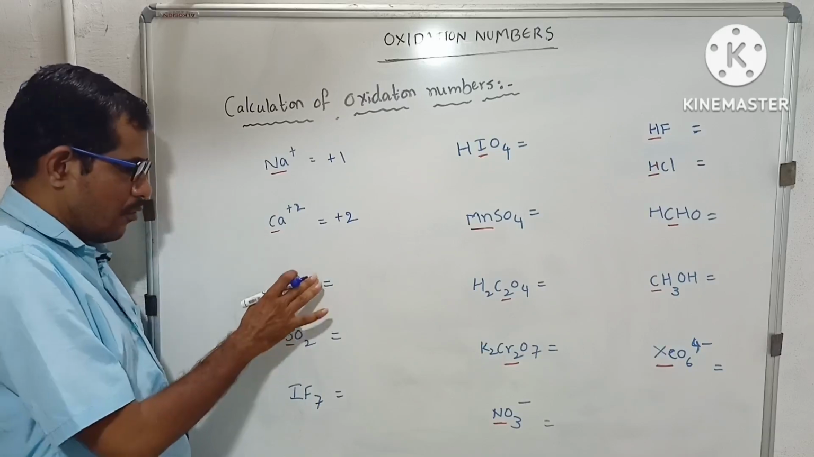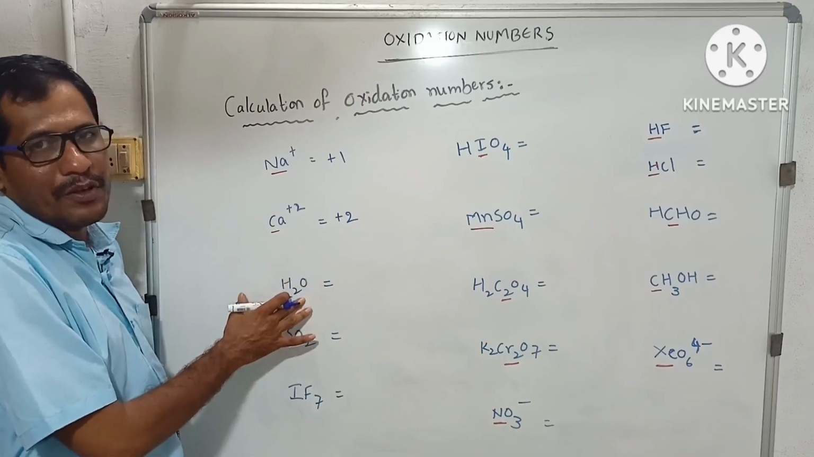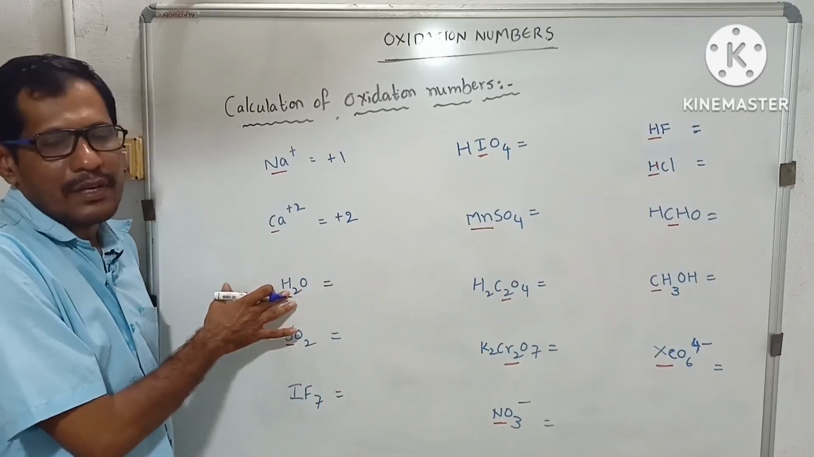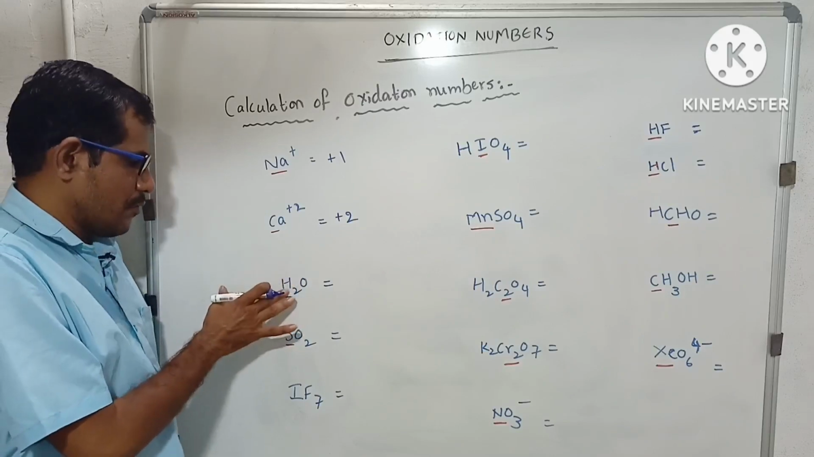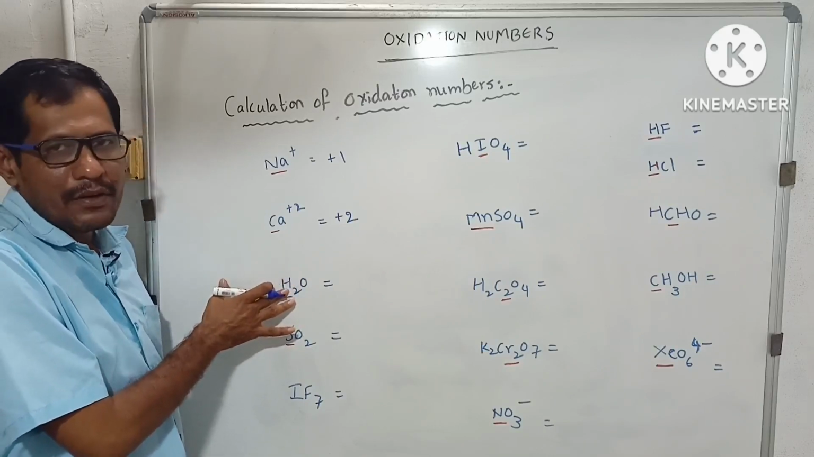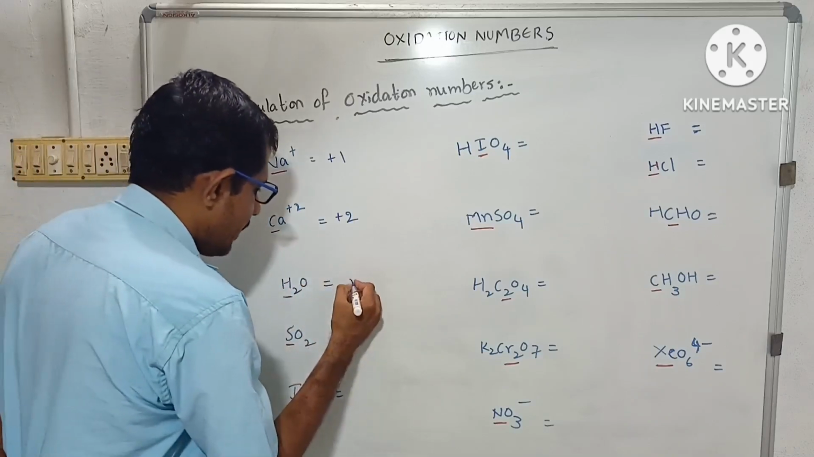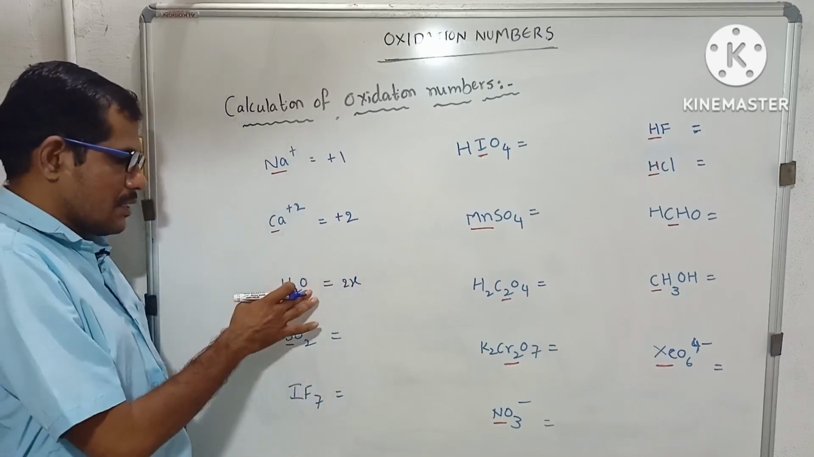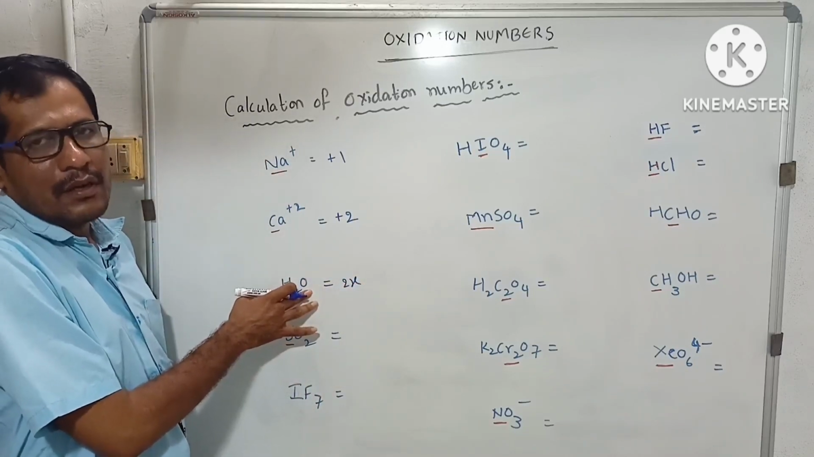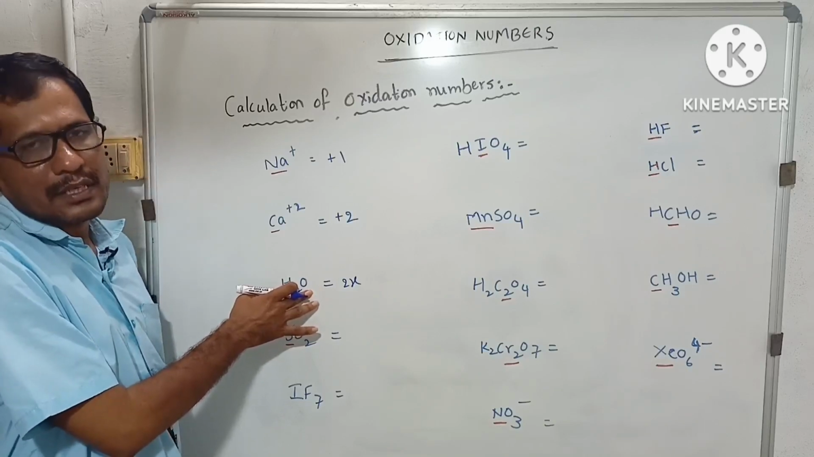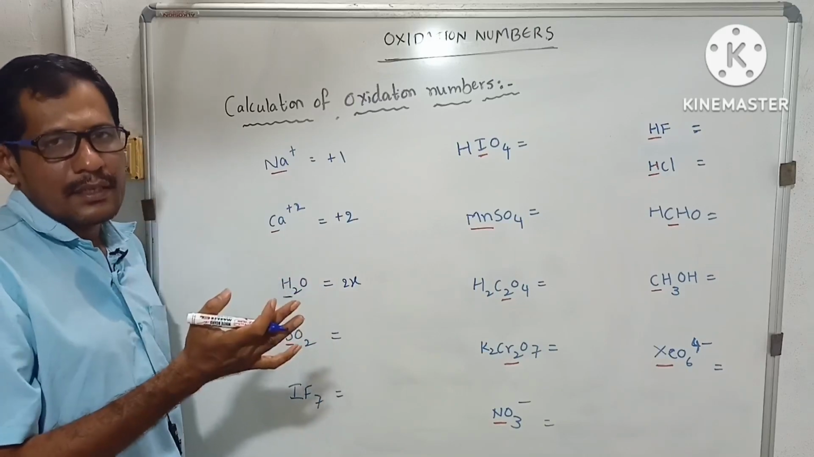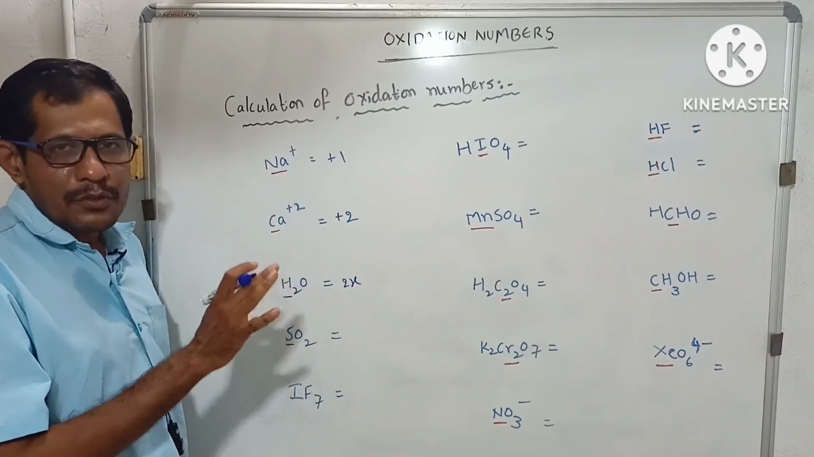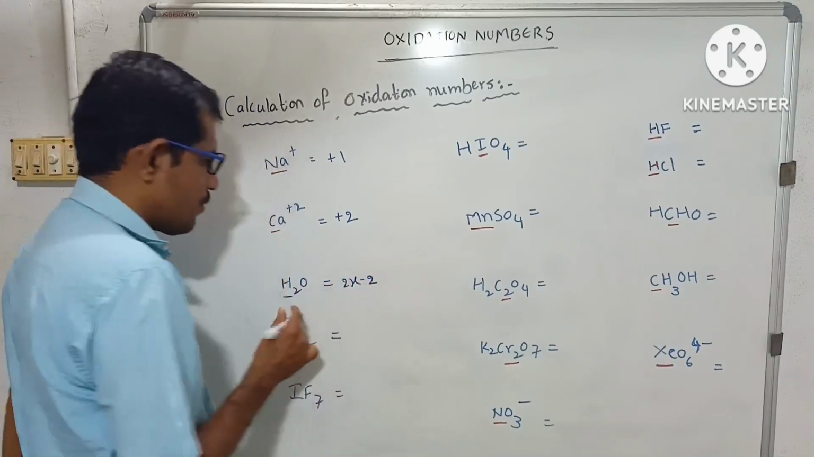Generally, the whole molecule is neutral. I want to find the oxidation number of hydrogen, so I will take it as X. Observe carefully. How many hydrogens are there? 2 hydrogens, so 2X. Oxygen always shows -2 oxidation state, except in 2 other cases, which I will tell you later. So in this case, it is 2X - 2.